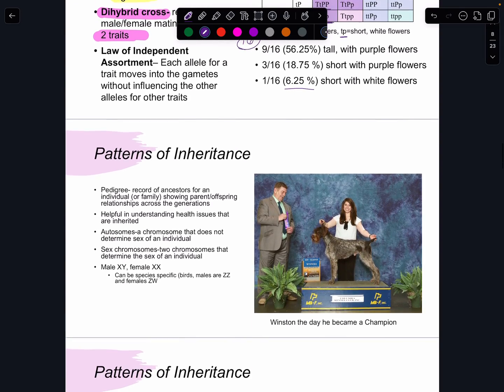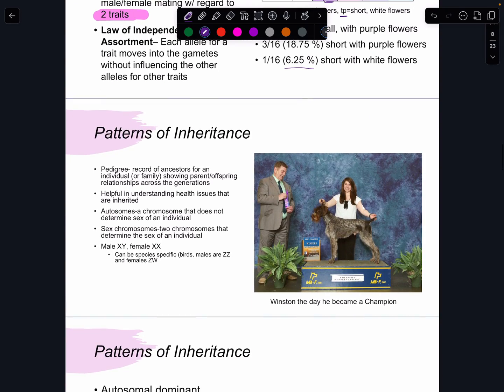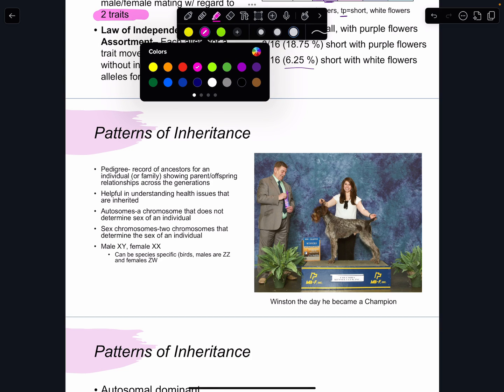Okay, so patterns of inheritance. I have here a picture of the greatest dog that ever lived in the history of the universe. His name was Winston, and he fits perfectly into this because we're going to talk about pedigrees in a second. And this is the day that I showed him, and he became a champion dog. And he is a German wire-haired pointer, or was a German wire-haired pointer, in case you've never seen one. They're the best dogs in the whole world.